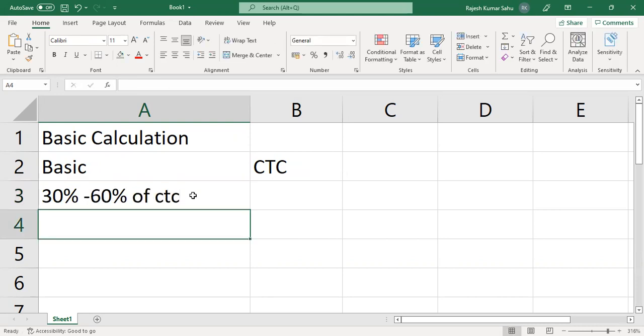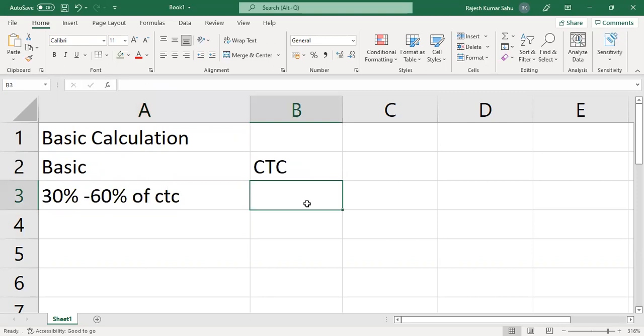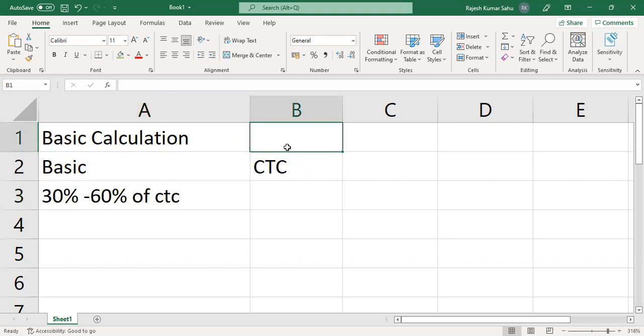So whenever you are talking about the basic, it's a certain percentage of CTC. But there is a standard range of percentage. It can vary from 30 to 60% of CTC. But again, the exact percentage depends on the compensation and benefit policy of any organization.